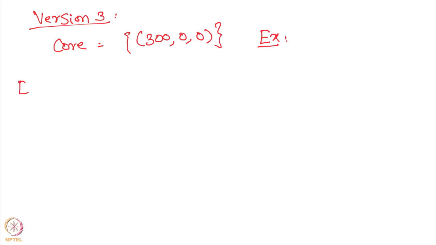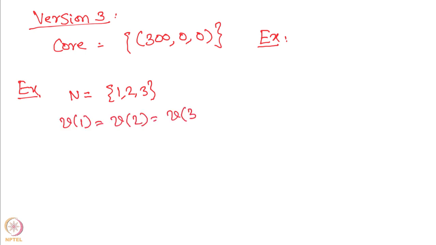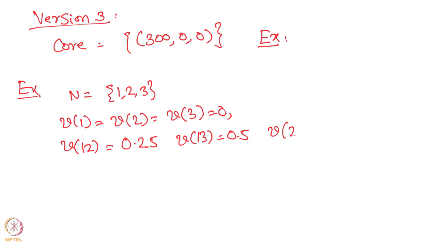Now, another example. So, we will consider N to be {1, 2, 3}, there are 3 players, then v(1) equals v(2) equals v(3) equals 0, then v(12) is 0.25, v(13) is 0.5, v(23) is 0.75, v(123) is 1. Okay. So, this is a game.